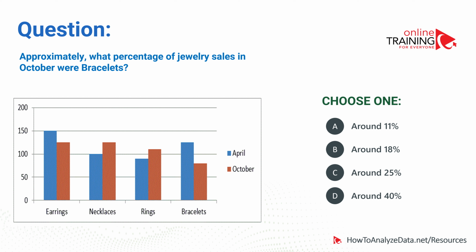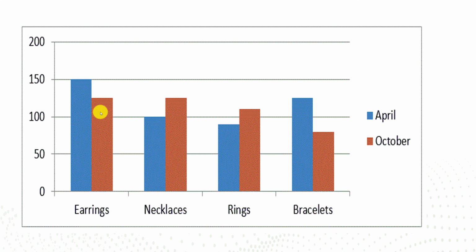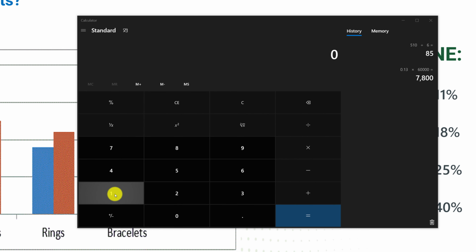To answer this question, you need to add up all jewelry sales for October and then understand what percentage of those were bracelets. For example, for earrings, the value is about 125. Same thing for necklaces. For rings, it's about 110, and for bracelets it's about 80. Let's add up all these values in the calculator.